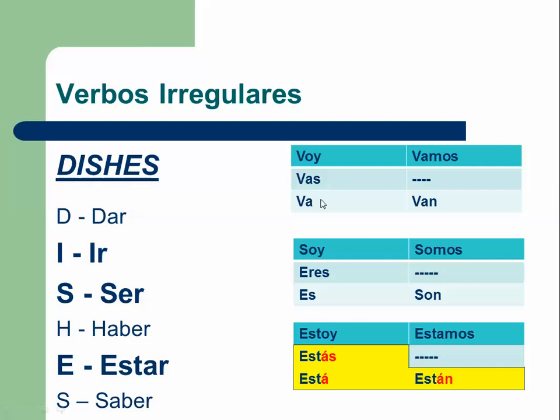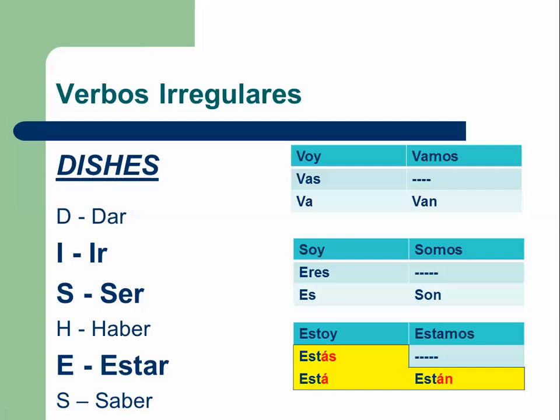Ir is voy, vas, va, vamos, van. Watch the Señor Wooly videos if you don't remember that. Soy, eres, es, somos, son, so ser. And watch the Señor Wooly videos again if you don't remember that. And estoy, estás, está, estamos, están. Remember that in these yellow forms, you have the A with an accent mark. Nowhere else do you have the A with an accent mark.